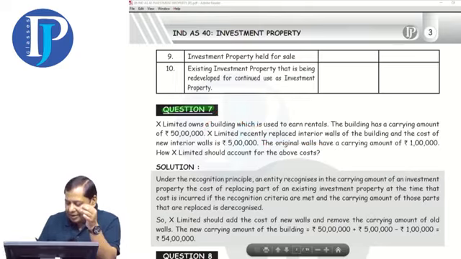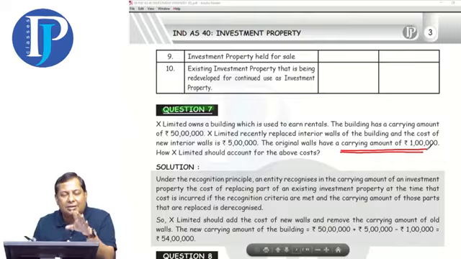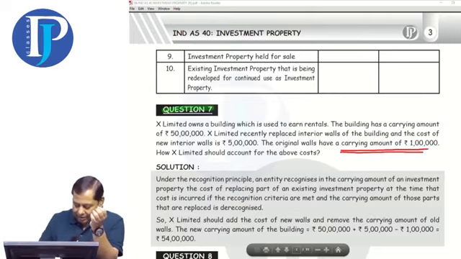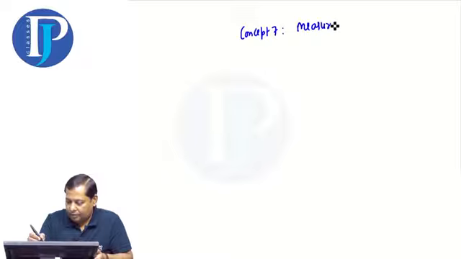Due to this carrying amount, there will be changes in the answer. Is it clear now? I have repeated everything 3 to 4 times for you, so there should be no confusion. So this is concept number 7: Measurement of investment property.